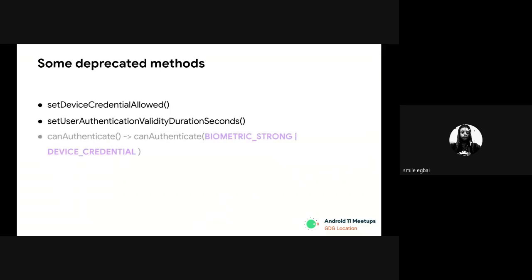You would always be redirected. And the can authenticate method has been changed to can authenticate and takes in the authenticator interface. Here you would actually define if you need a biometric strong or a device credential. When you call the can authenticate method, it will return whether you could use one of these two parameters passed in. It supports the piping, but you could as well only set one credential that you'd like the device to support. And if it doesn't support that, it will notify you. So you don't have to start an authentication flow when you're not sure if this would work.